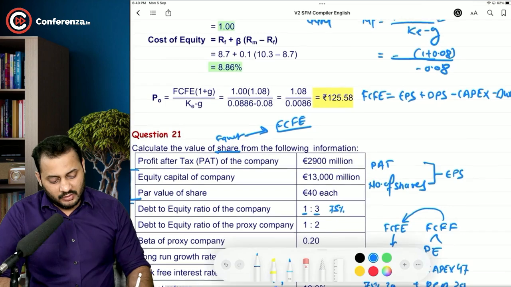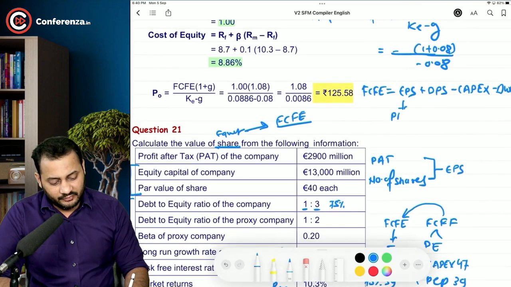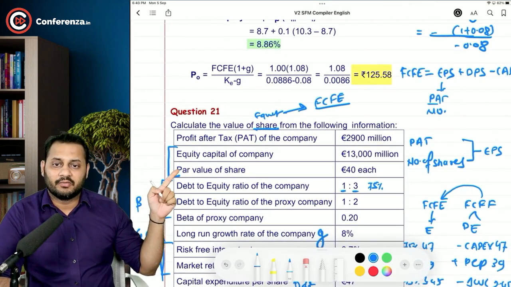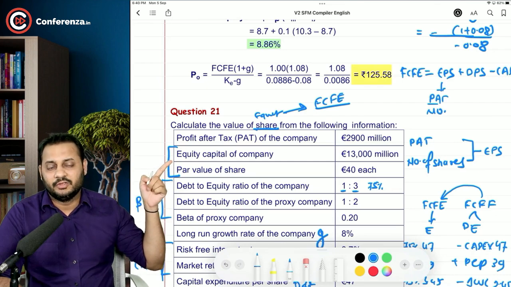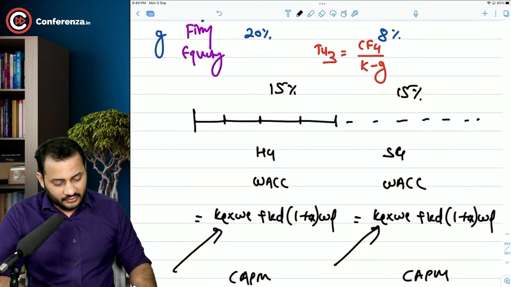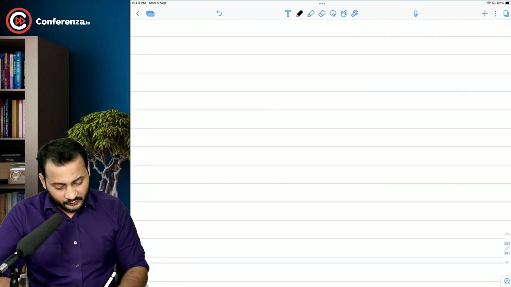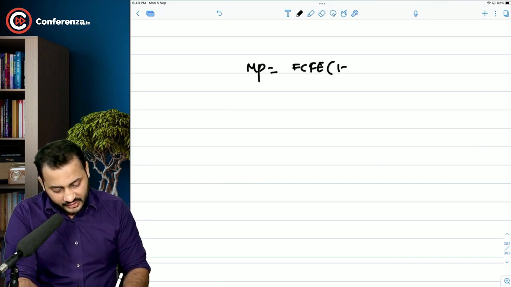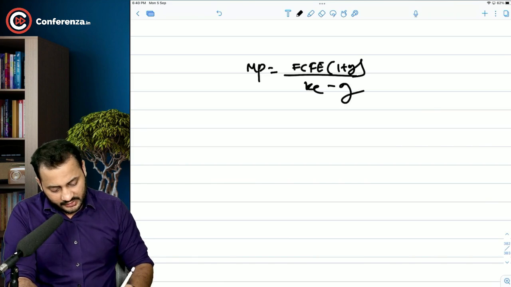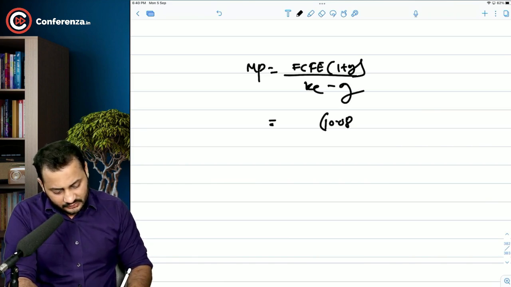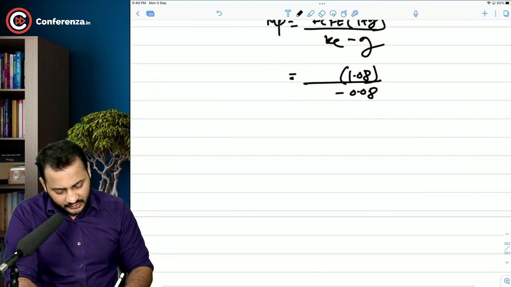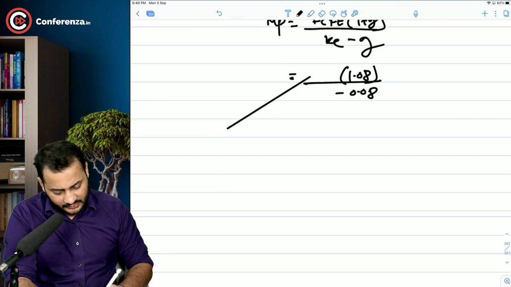Do you get that? Now how to calculate the EPS? EPS is nothing but the profit after tax divided by the number of share. How to calculate the number of share? Equity capital divided by par value. So you will start with these figures. I will just write it down once again to give you the flow. The ultimate is to calculate the market price, which will be FCFE into 1 plus growth divided by cost of equity minus growth. We have the growth rate as 1.08 minus 0.08.